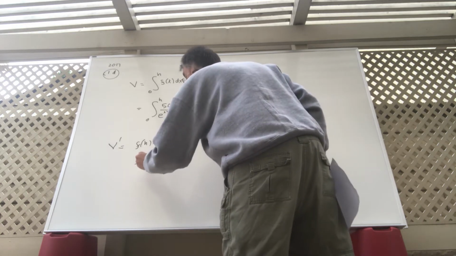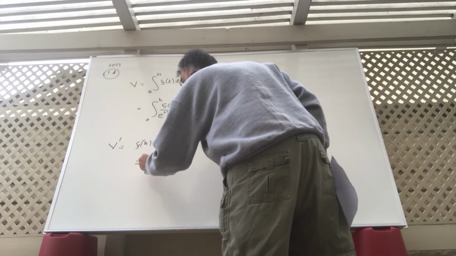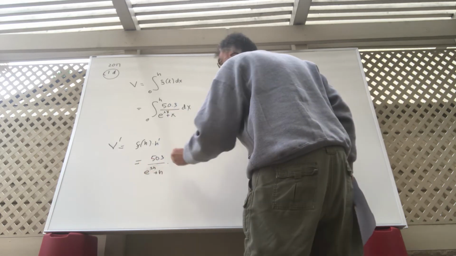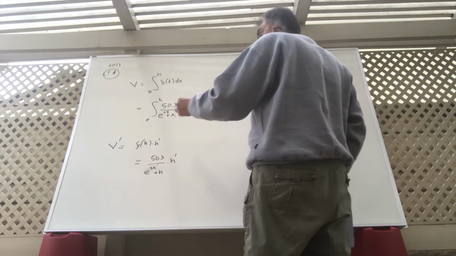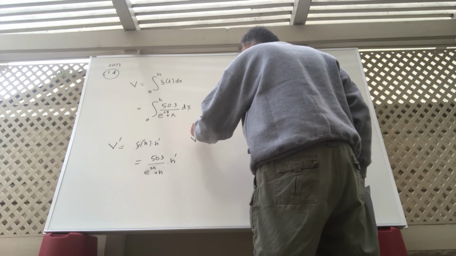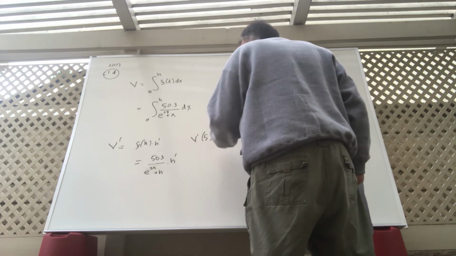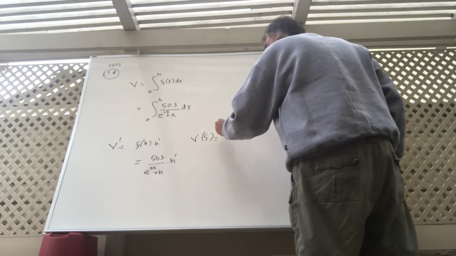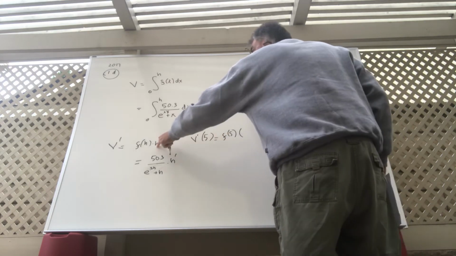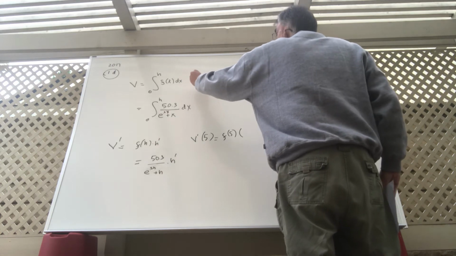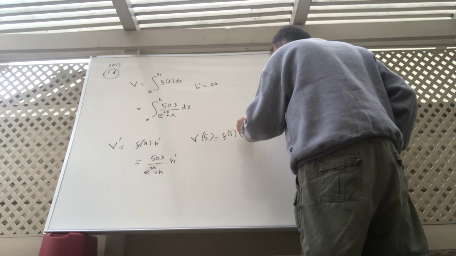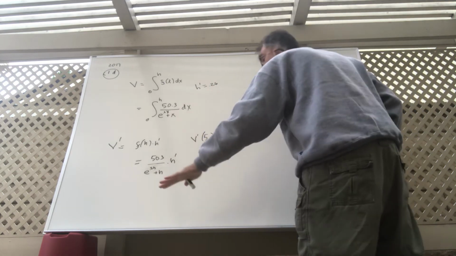So, e to the 0.2h plus h times h prime. Now, what the question wants to know is, what is this going to be at 5? Now, when I put the 5 in, we are also told earlier in the question that I think that's 0.26. We're told how fast the height is going up.